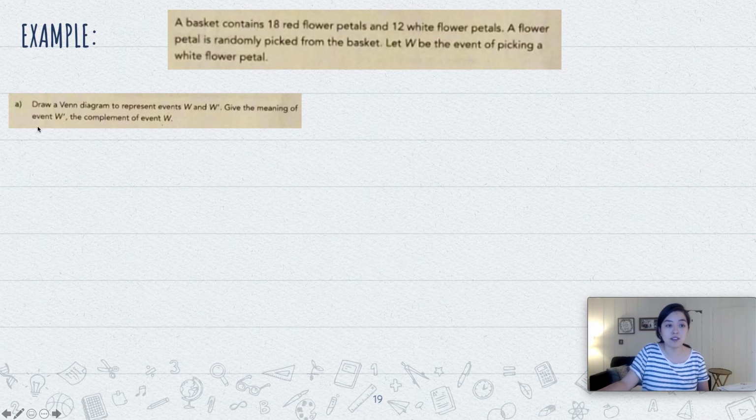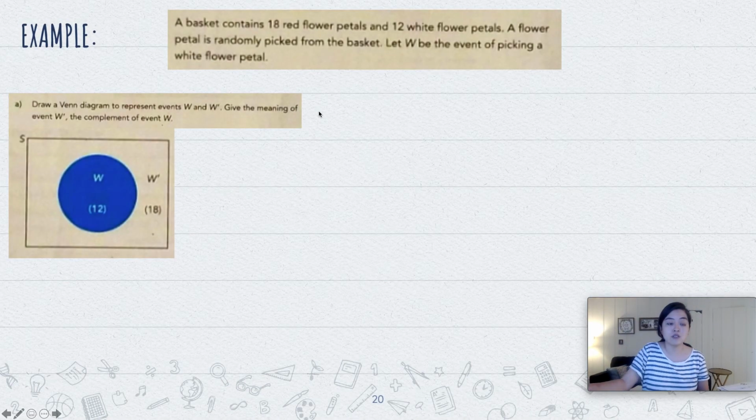Find the meaning of the event, the complement of W. So it's drawn like this. Notice here, again, we have the sample space in the rectangle, and it's denoted as an S. And then we have our event W, which is the picking of the white flower petal. And how many white flower petals are there? Well, in the information, it says that there were 12 white flower petals. So we write that information in here, 12.